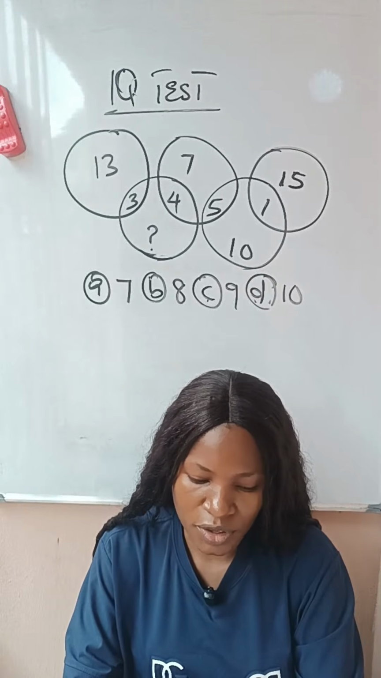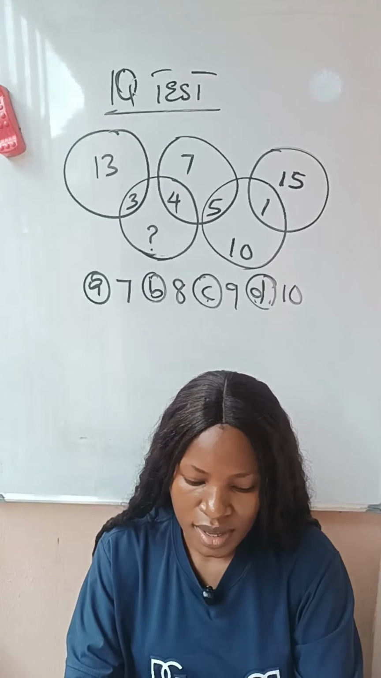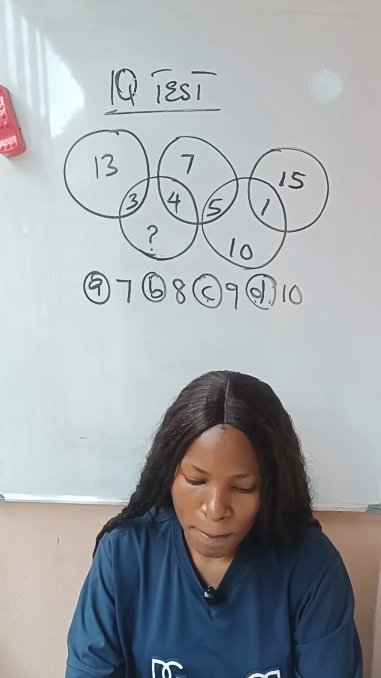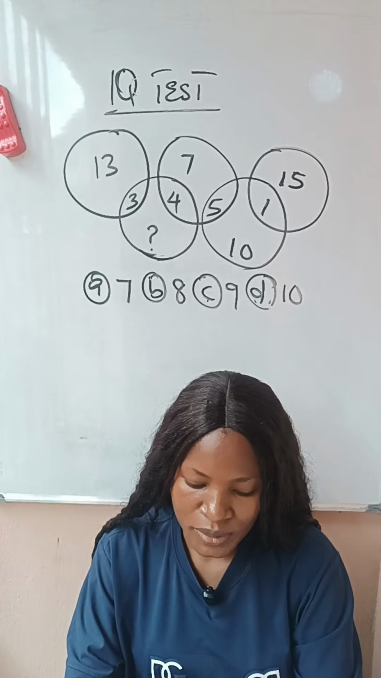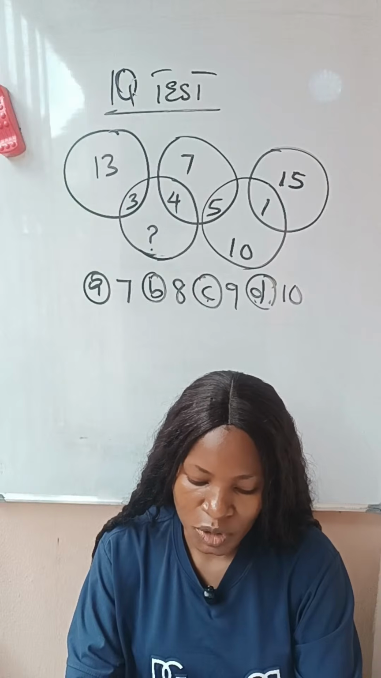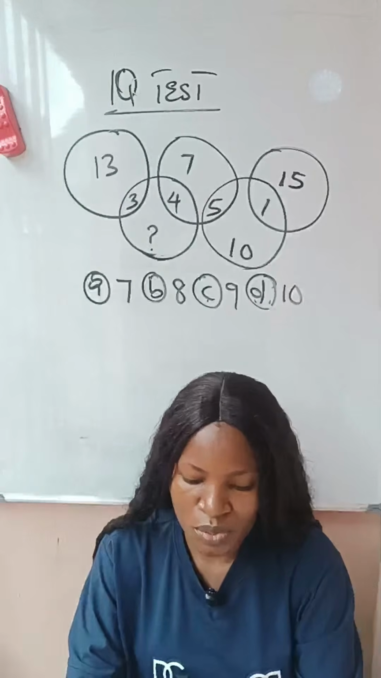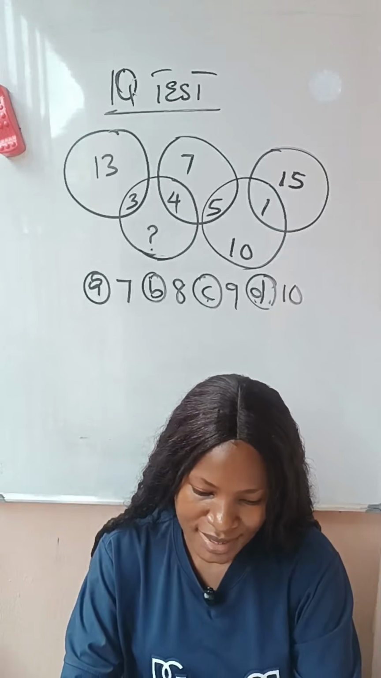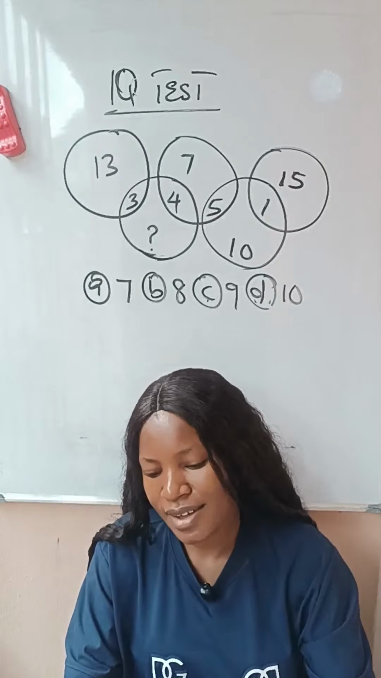So we have different options here. Option A is 7. Option B is 8. Option C is 9. And option D is 10. I believe this will help to bring down your guess, right? And make you get the answer faster.